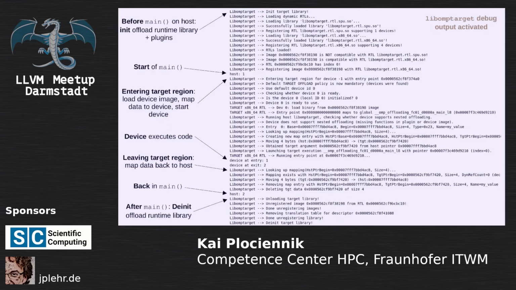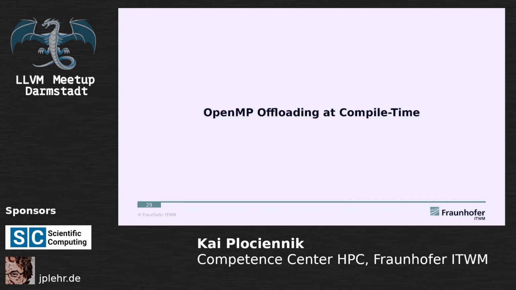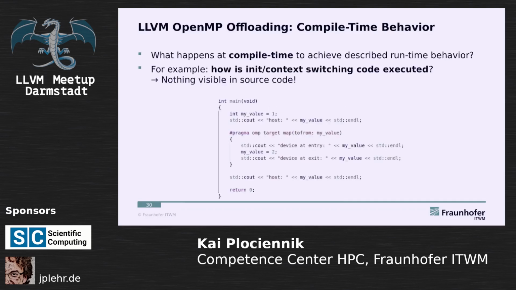And if you wonder how this is done, I will show you in a minute. This is done by features at compile time. You may ask yourself, what happens at compile time to achieve the described runtime behavior? Who calls the initialization of the libomptarget runtime library, for example? There's nothing visible here in the source code.